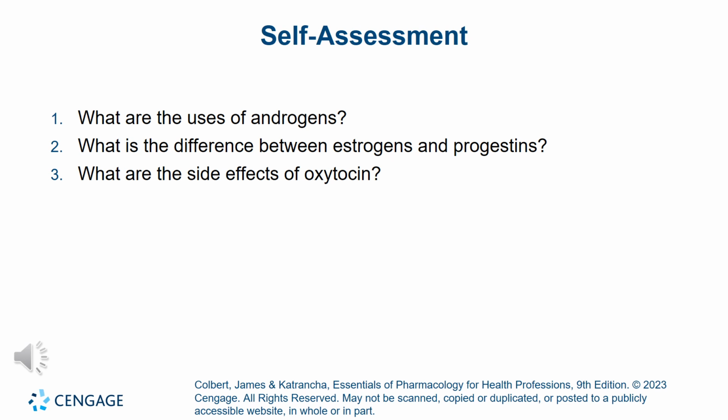Use the following questions to assess yourself and see what you've learned from this chapter. Question 1. What are the uses of androgens? 2. What is the difference between estrogens and progestins? And 3. What are the side effects of oxytocin? You may have to review the video to get the answers to the questions. This concludes Chapter 24, Reproductive System Drugs.